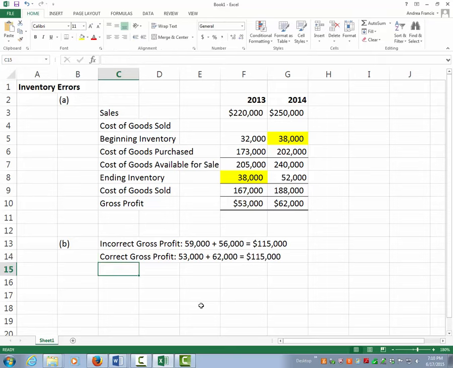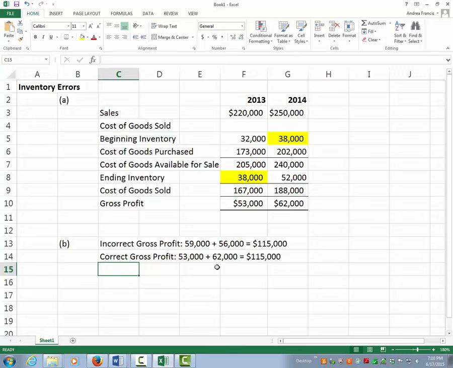We end up with the same cumulative gross profit amount. And the reason for that, as you may have noticed, is that the mistake in this year causes our gross profit to be lower, 53,000 versus 59, but then it swaps around in the next year, so our gross profit becomes higher.